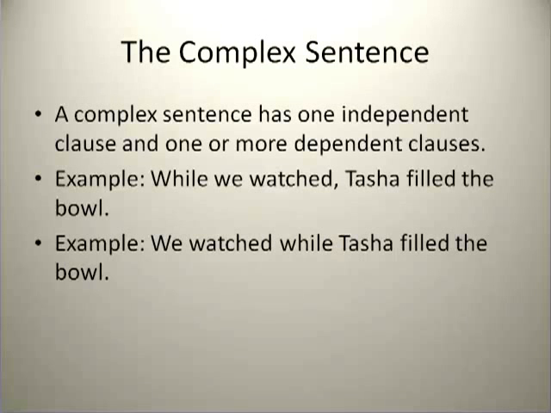The complex sentence. A complex sentence has one independent clause and one or more dependent clauses. Here's an example. While we watched, Tasha filled the bowl. Let's look at what we have here.